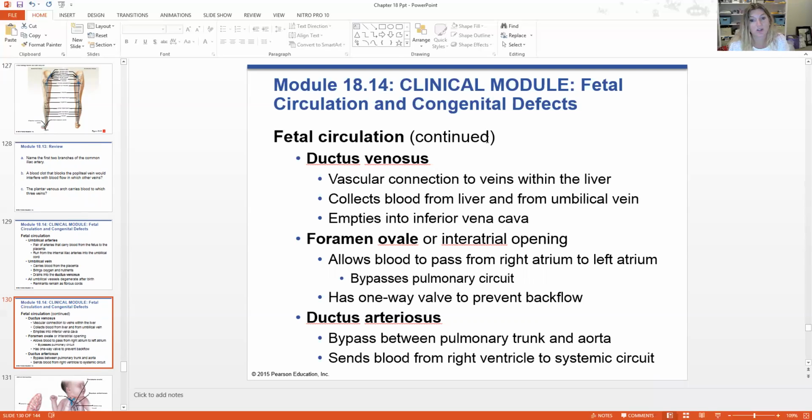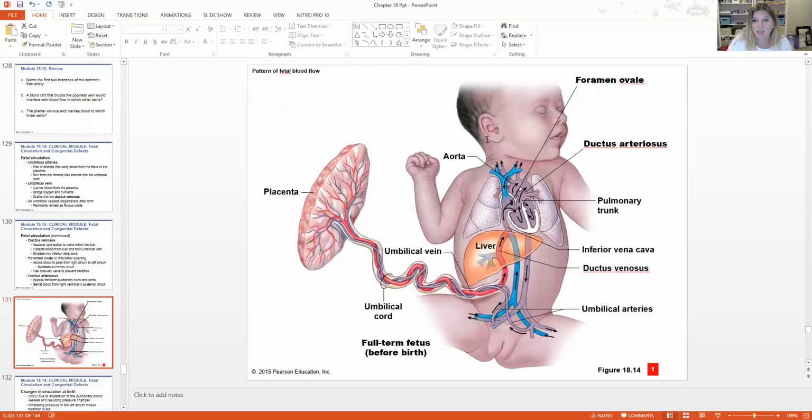There's also the ductus arteriosus. The ductus arteriosus is just in case there's some blood that doesn't quite make it through the foramen ovale and goes into the right ventricle and is actually pumped out to the lungs. The ductus arteriosus is a little passageway from the pulmonary trunk to the aortic arch. So any blood that's going to the lungs is actually going to go back up to the aorta instead. So it's sent from the right ventricle to the systemic circuit. And here you see that passageway. Notice the blood is not going over to the lungs. There's no pulmonary circuit in the fetus.